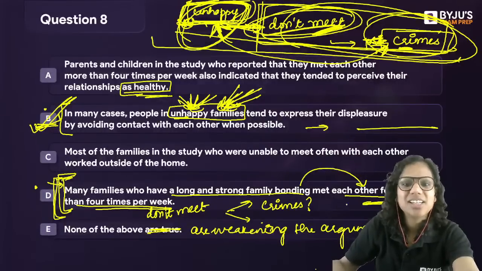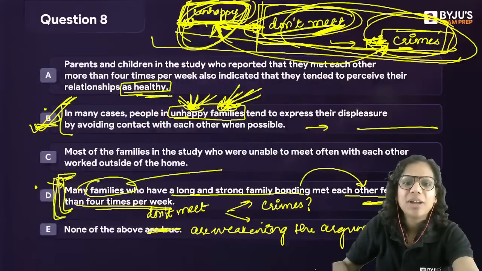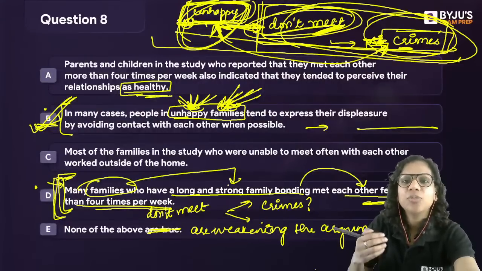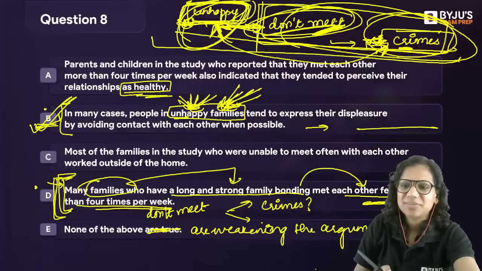This does not directly address the conclusion. The conclusion is not about families who have a long and strong family bonding. Okay, so that's why.